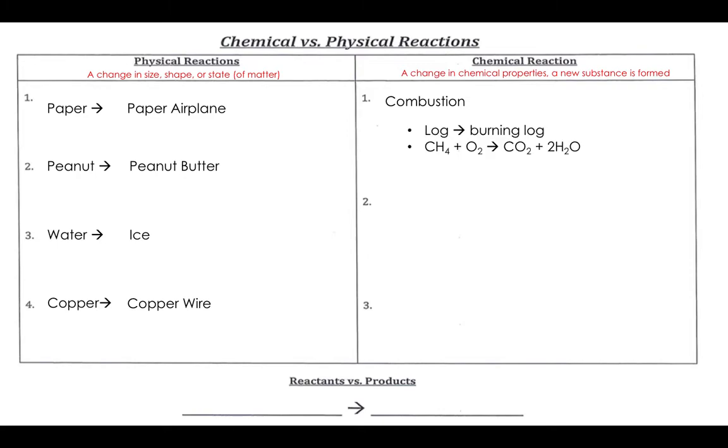So an easy example that we talk about is when you start with a log, you set that log on fire, you have that burning log. Okay, you're changing its chemical properties. You are getting new substances formed. The chemical reaction, which is below it right there, the second bullet point, you're seeing a fuel source in CH4, you're seeing oxygen, and you get carbon dioxide and water as those new substances formed.